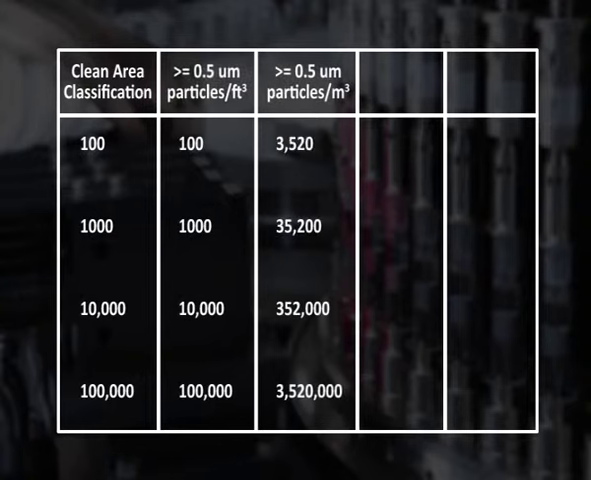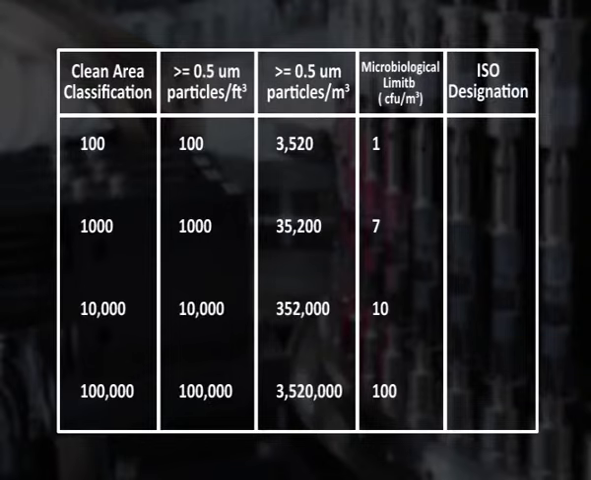You can see in Table 1 the summary of clean area air classifications and the recommended limits of microbiological quality. As you can see in Table 1, there are 4 types of clean areas: 100, 1000, 10,000 and 100,000. These areas are designated as per the particles of size 0.5 micron or greater per square foot. As per the microbial load, they are classified into 1, 7, 10 and 100. The ISO has designated them as ISO room 5, 6, 7 and 8.